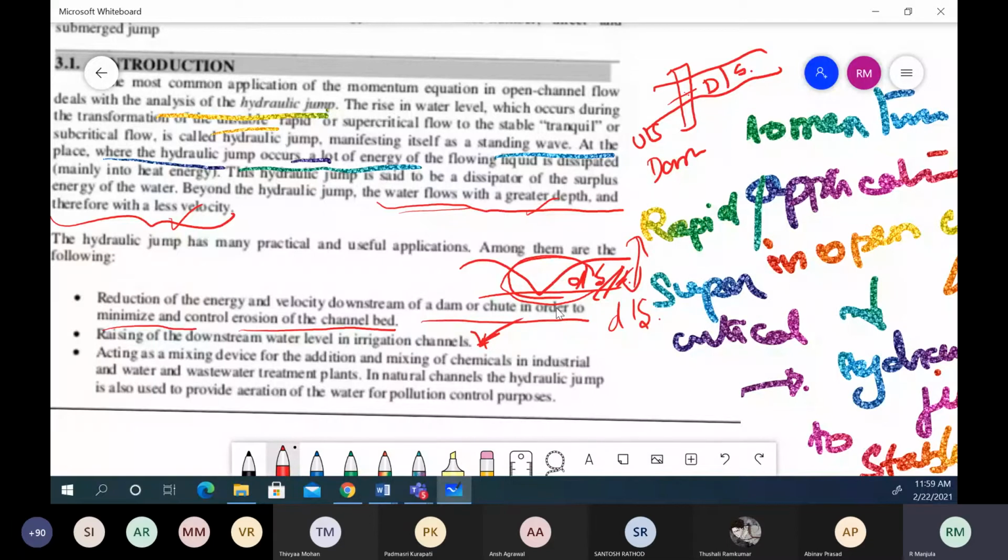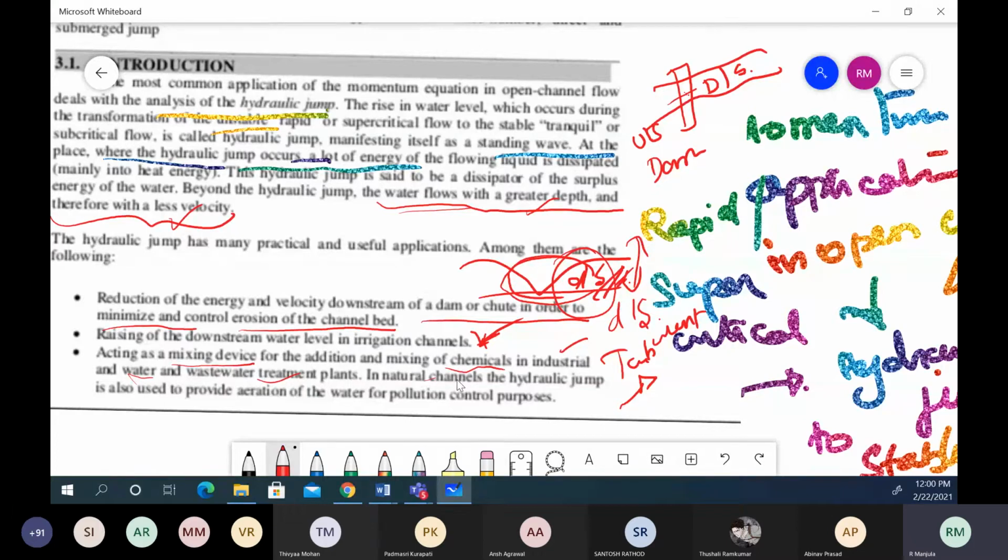It also acts as a mixing device, in the sense that you can have a turbulent mixing zone. If you want to mix some chemicals, the mixing can be easily carried out. So it can be used as a mixing device for chemicals, mainly in industrial and water and wastewater treatment plants. This could be very useful.